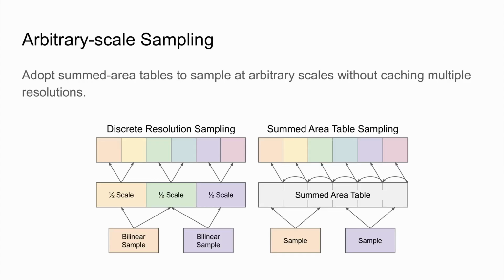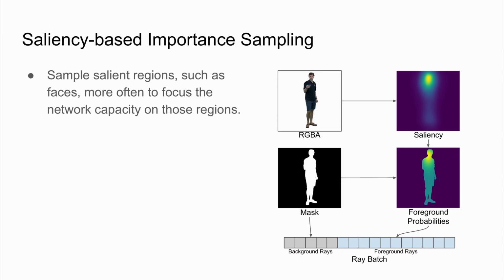Next, we propose training with summed area tables instead of downsampled images. Summed area tables allow us to perform arbitrary scale sampling of our training images without having to cache multiple scales of each image. Finally, we propose using saliency-based importance sampling during training to ensure that the network focuses its capacity on the regions users are most likely to focus on. To accomplish this, we estimate a saliency map for each training image and use the saliency mask to guide the sampling of foreground rays during training.